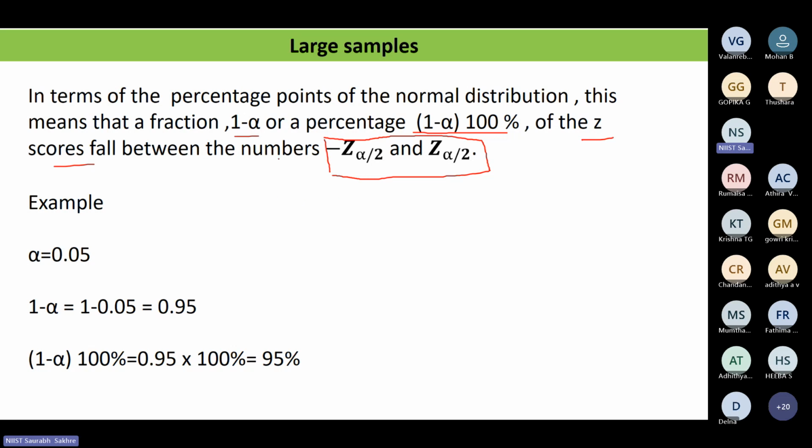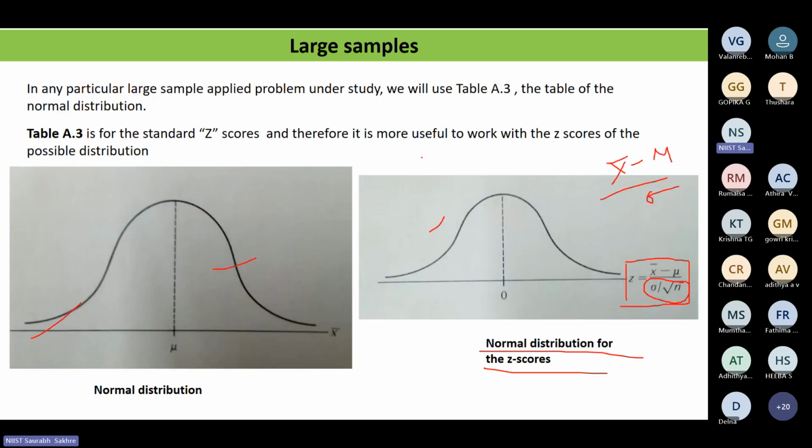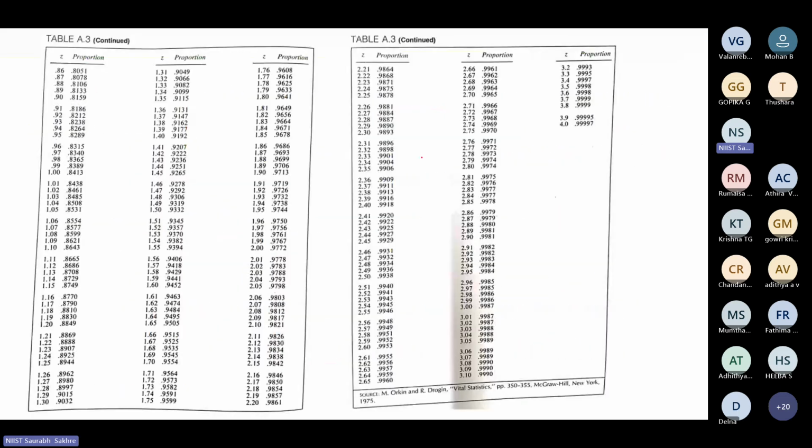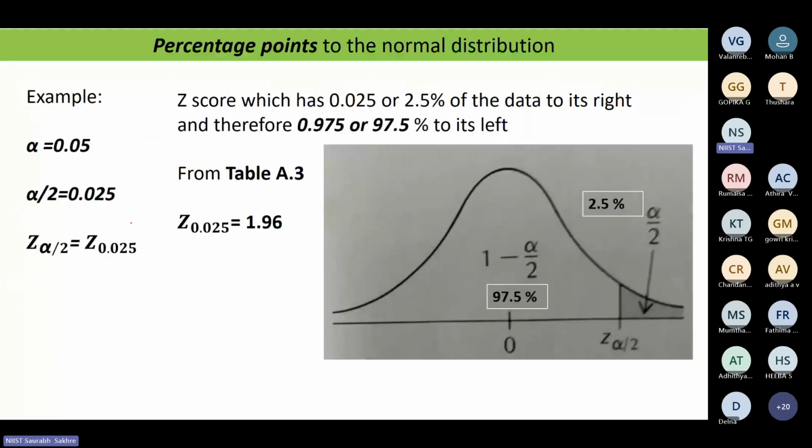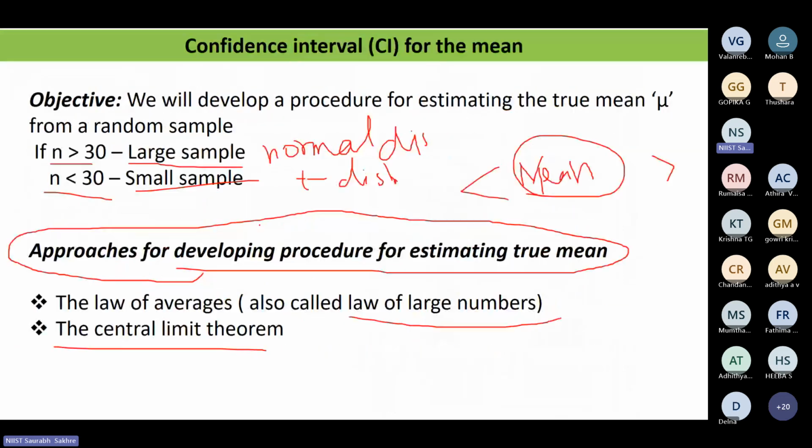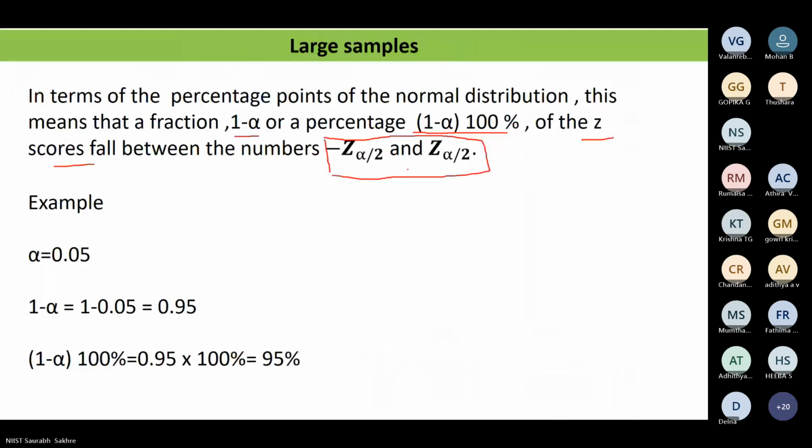I hope this is clear to you. When I am taking a fraction of 1 minus alpha, or a percentage 1 minus alpha into 100%, my Z score will fall between the number minus Z alpha by 2 and Z alpha by 2. This Z alpha by 2 I already showed you here. I told you that time also that I am not considering the minus sign here, because I will show you next time. So that minus sign has come now: minus 1.96 and plus 1.96, minus Z alpha by 2 and Z alpha by 2.